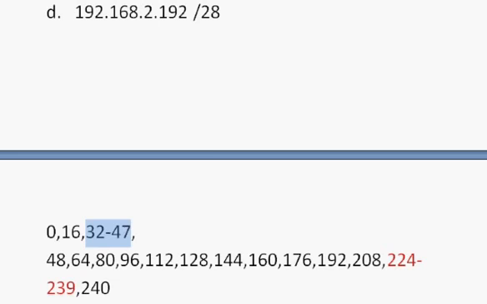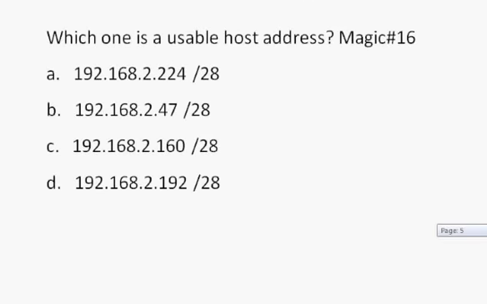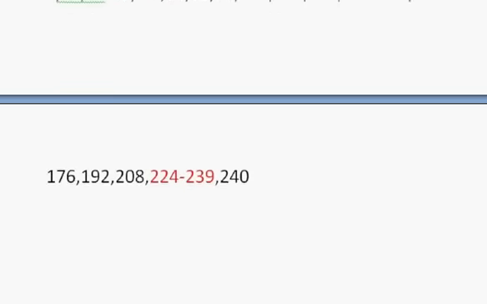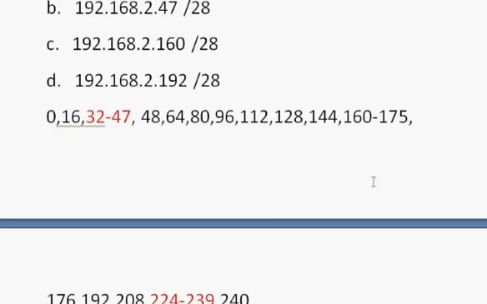So what about this next one? 160 is a network here. That's a network number, 160 to 175. So we know that's no good. That's the 160 network. And then last but not least, the 192.